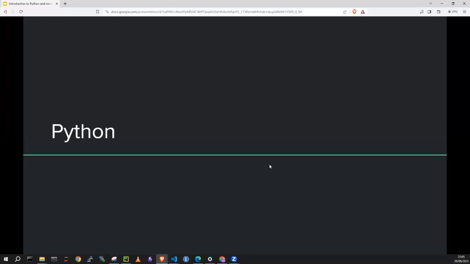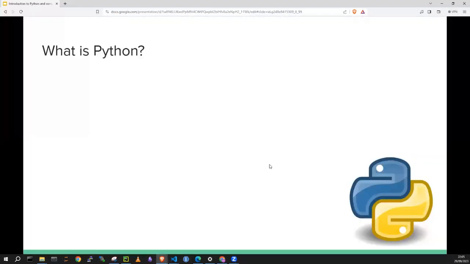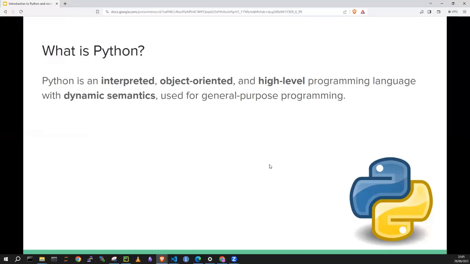Okay, so now we get to why we're here today. Python, right? So what is Python? Python is an interpreted, object-oriented, and high-level programming language with dynamic semantics, used for general purpose programming, right? So this language was created by a guy called Guido van Rossum, and he essentially named it after a popular BBC TV show called Monty Python's Flying Circus.